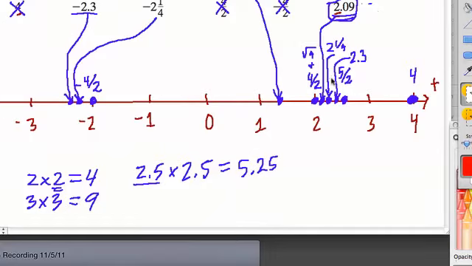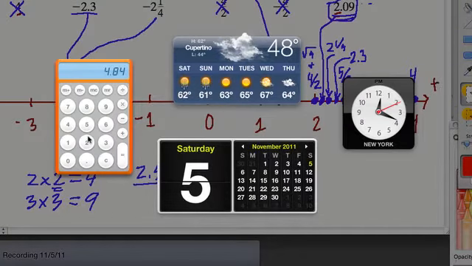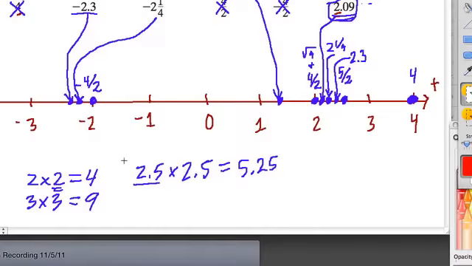So let's narrow it down. We'll use a calculator here. Let's try 2.3. 2.3 times 2.3 is 5.29. So 2.3 is too large. So the square root of 5 has to be less, let's write this down, the square root of 5 is less than 2.3. So it's below this dot.